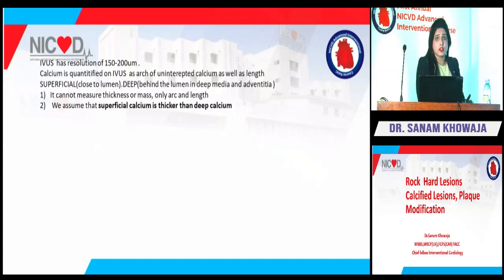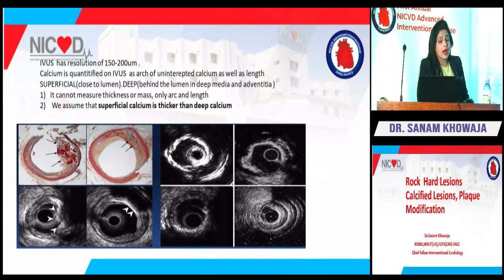Next is the IVUS. We have talked a lot about IVUS, so I will not go into depth. IVUS has a resolution of 150 to 200 microns, but it has a limitation: it cannot see beyond the calcium. There is an echo dropout just behind the superficial calcium. IVUS cannot only tell us about the thickness of the calcium, it is also an excellent tool to tell us about the length and the arc of the calcium. One single point I would like to make here is that superficial calcium is always nasty and more difficult to deal with than deep calcium.